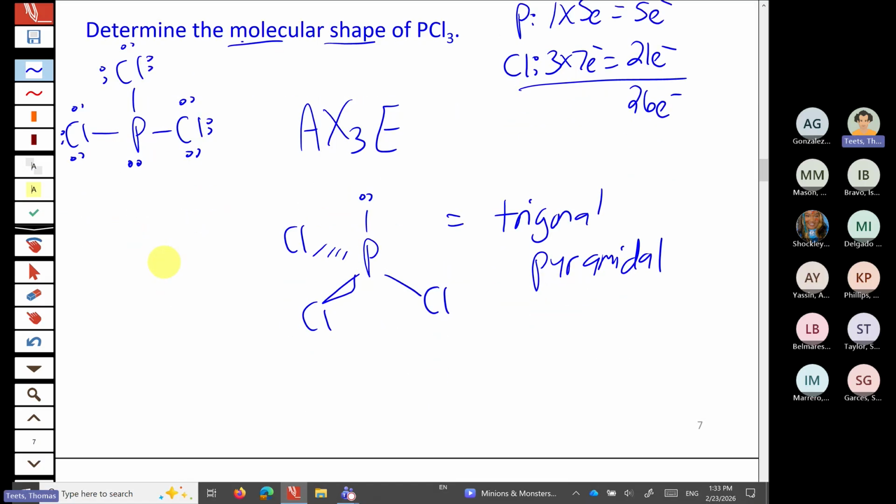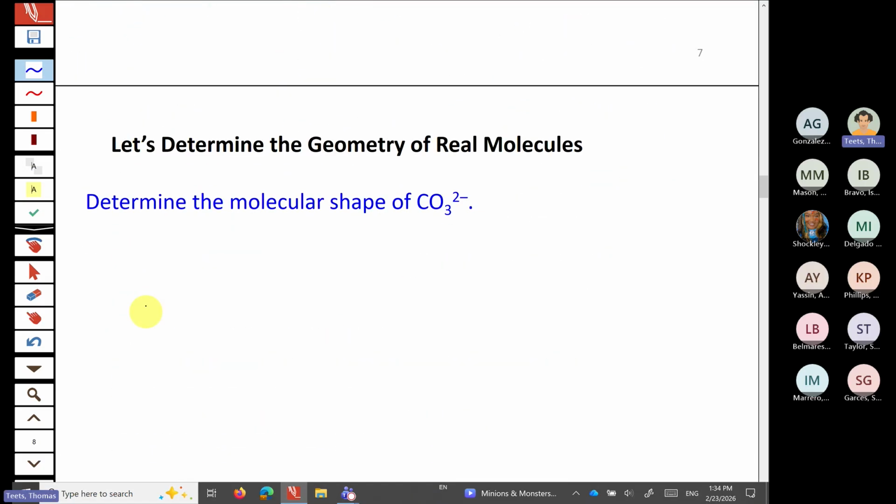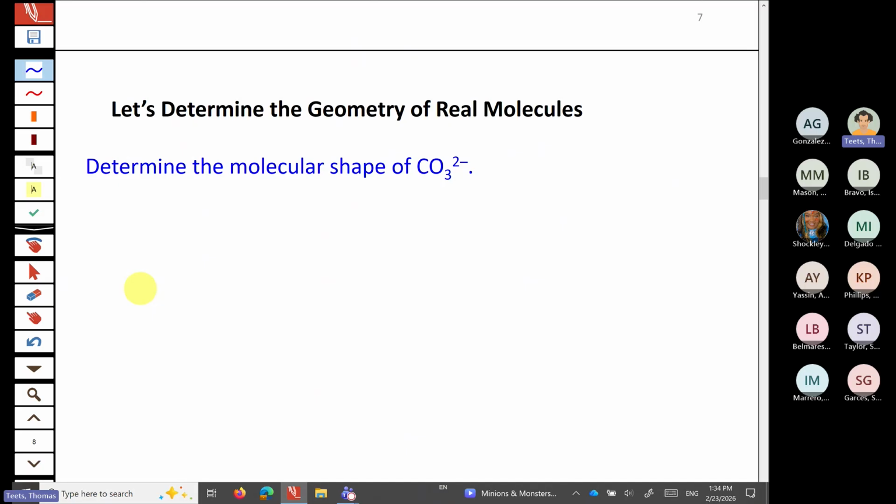So then we're going to go on to just some other ones. Let's do carbonate, CO3 2 minus. So again, sorry, I'm a little bit disorganized with my notes here. Here we go. All right, so for CO3 2 minus, we'll again start with a quick Lewis structure: carbon, oxygen, and a 2 minus charge to account for in the electron total.